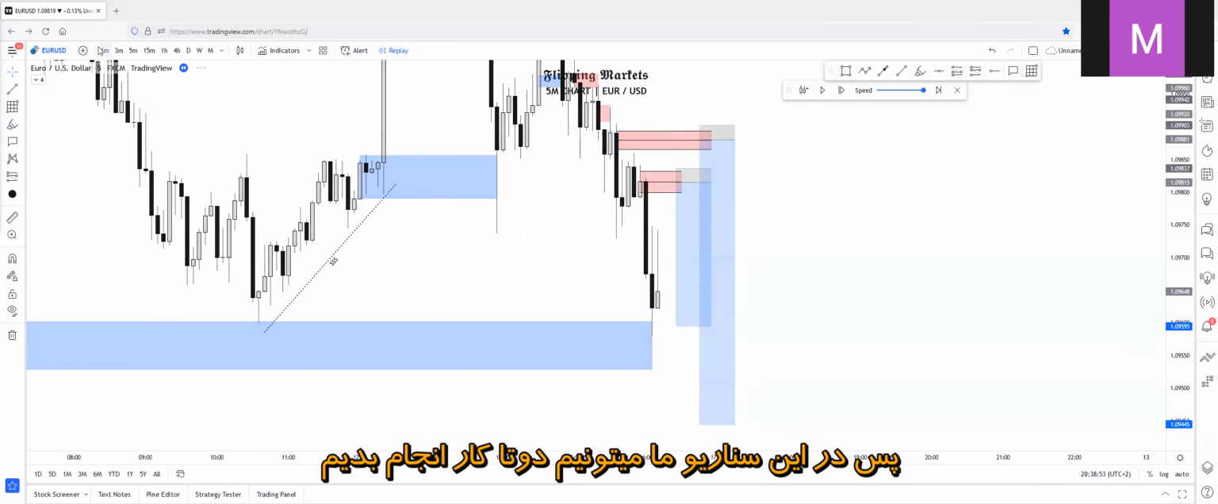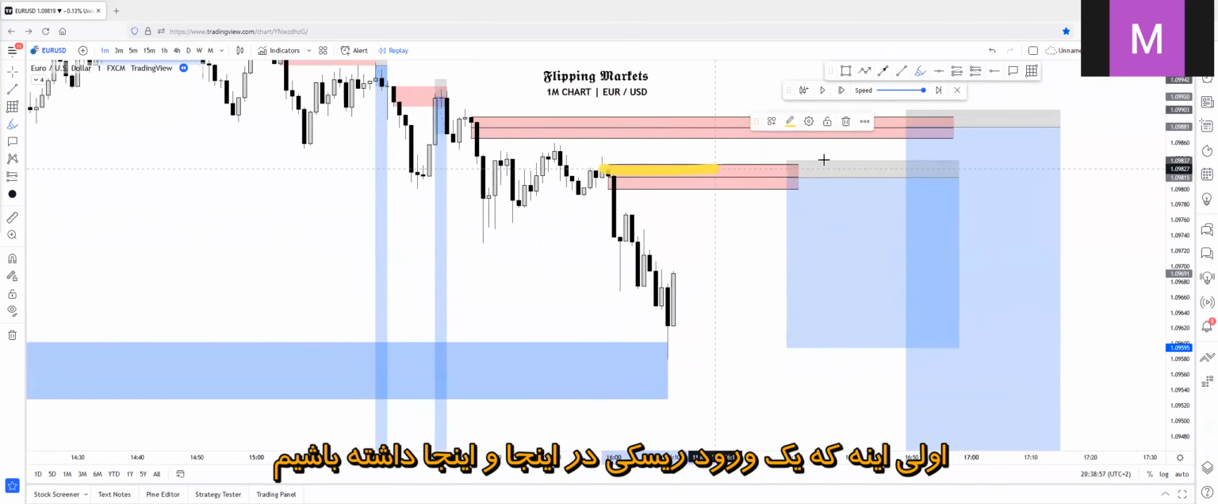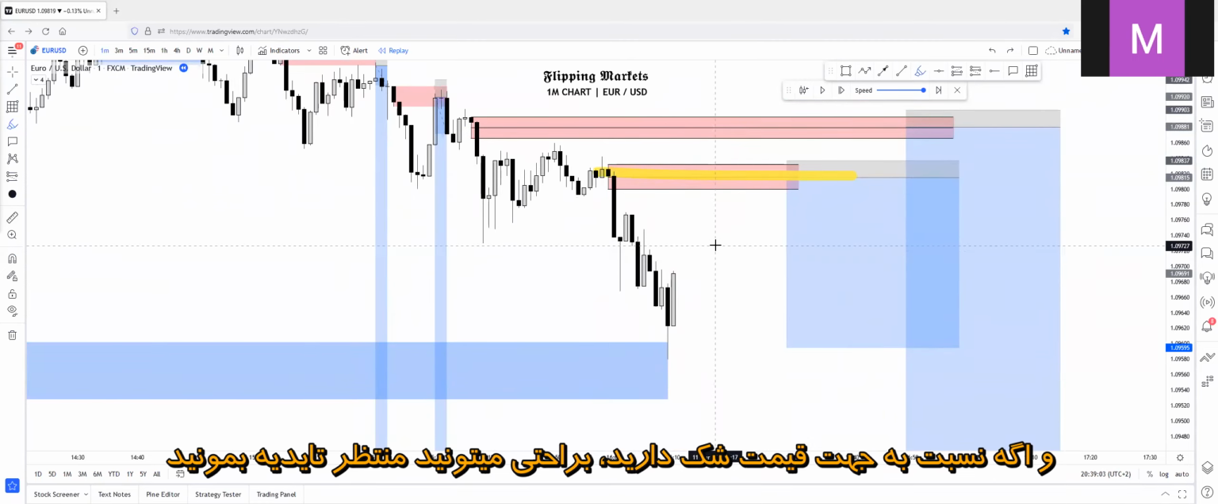So in this scenario, you can do two things. First, risk the entry right here. Or if you're insecure about the trade, you're insecure about the direction, you can just simply wait for a confirmation entry.